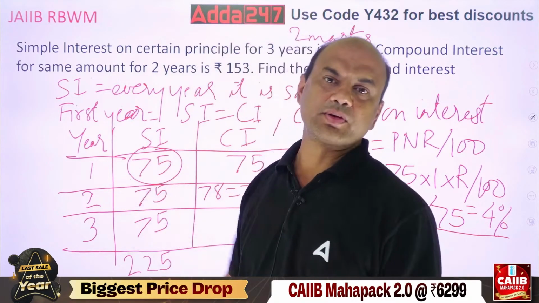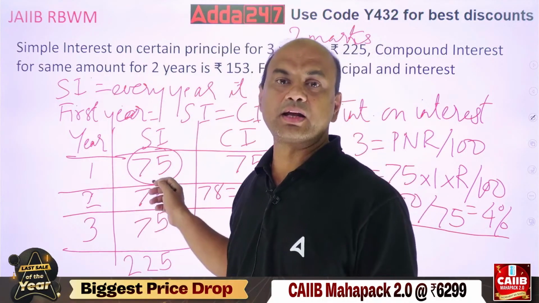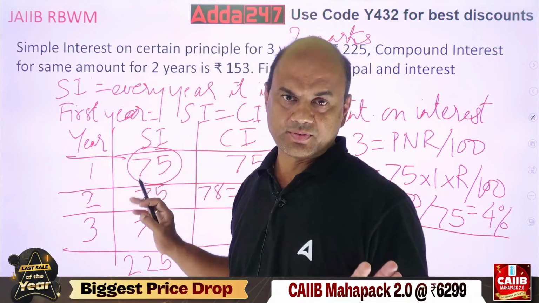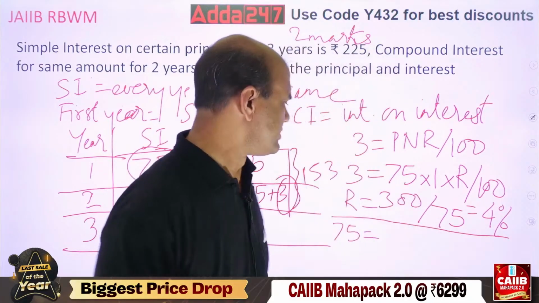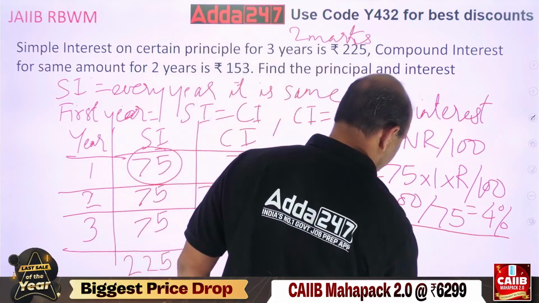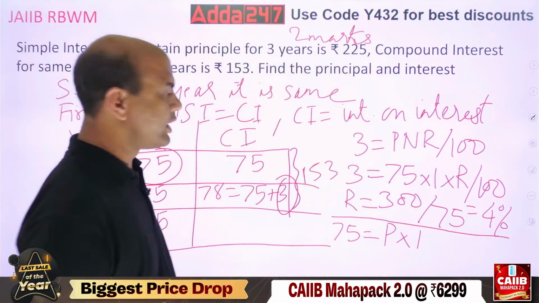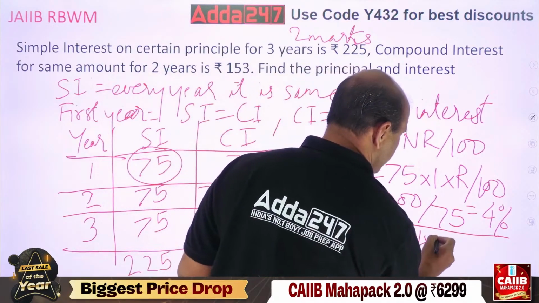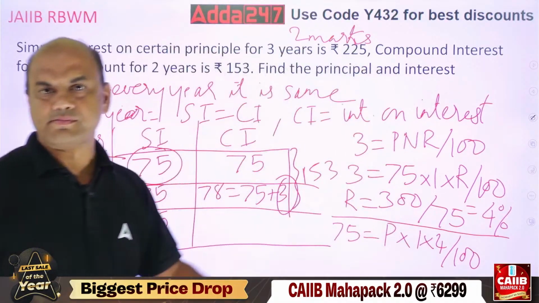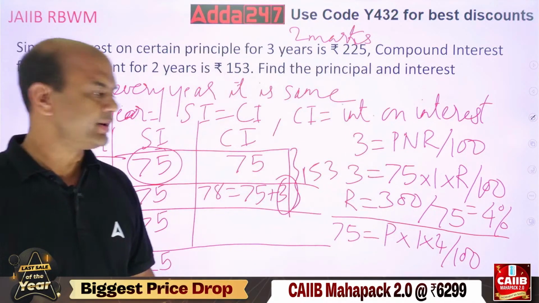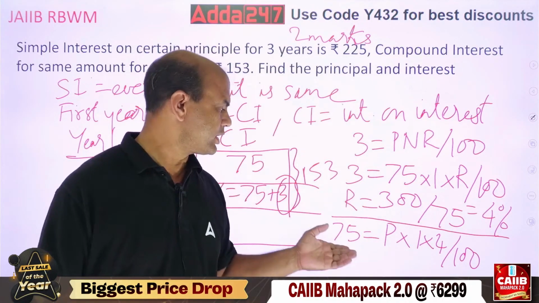How did I get this 75 rupees interest? I invested something for 1 year and then I got 75. So what is that something? That I don't know. Let's keep it like that only. So P into N for 1 year, into R. R you got as 4%, upon 100. Getting this? P into 1 into 4 upon 100.